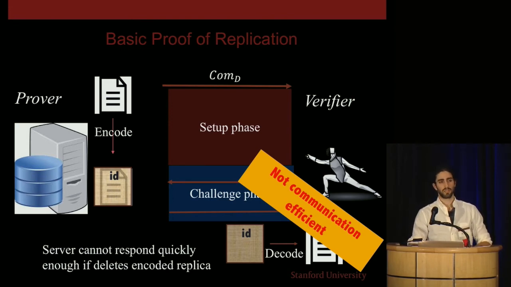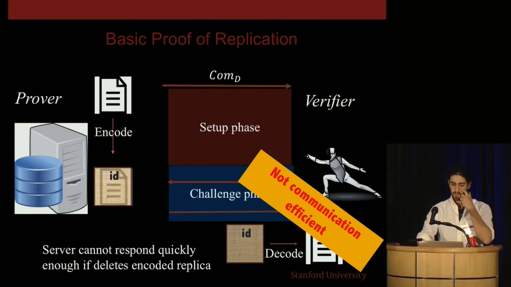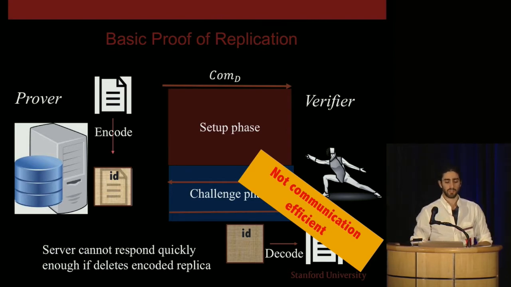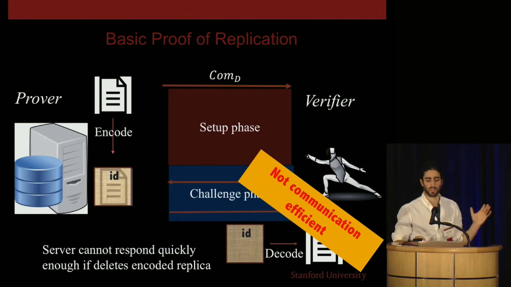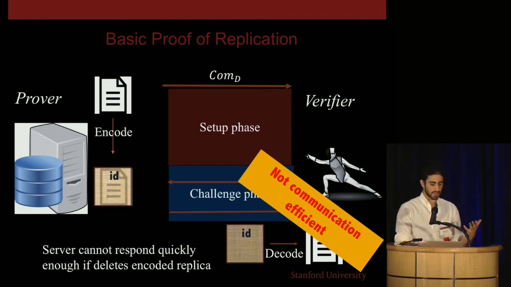The problem with this straw man proposal is that it's not communication efficient, right? Because sending over a replica of the file is just as costly as sending over the entire file. So while this might work for small files, it at least has the property that because the prover is required to generate a unique encoding that takes a long time to derive, just by being able to query another server who's storing a copy of the file, it wouldn't be able to pass this proof quickly in the challenge phase. Because if it deletes the slow encoding of the file, it won't be able to rederive it in the time. But again, it's not communication efficient.